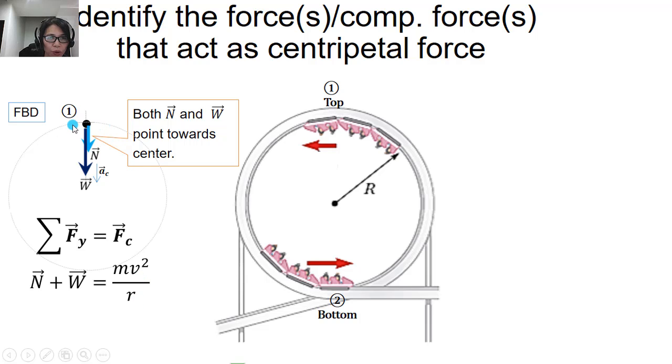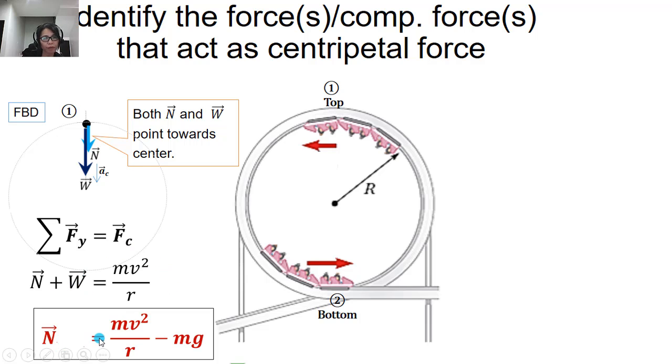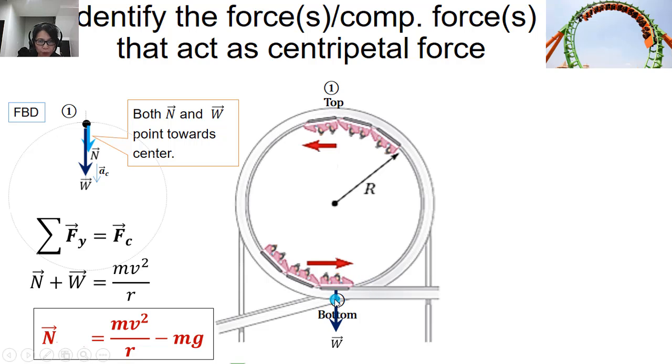Basically, we would like to know the normal force acting on the object at the top position. So we rearrange the equation. Weight, we shift it to the right side. So we have normal reaction force will be mv squared over r minus mg for the top positions. So as the object moves and reaches the bottom of the circle, what force is acting? So we have weight straight downward, and then because it is in contact with the surface of the loop, upward we have normal reaction force. So this is our free body diagram for the position at the bottom of the circle.